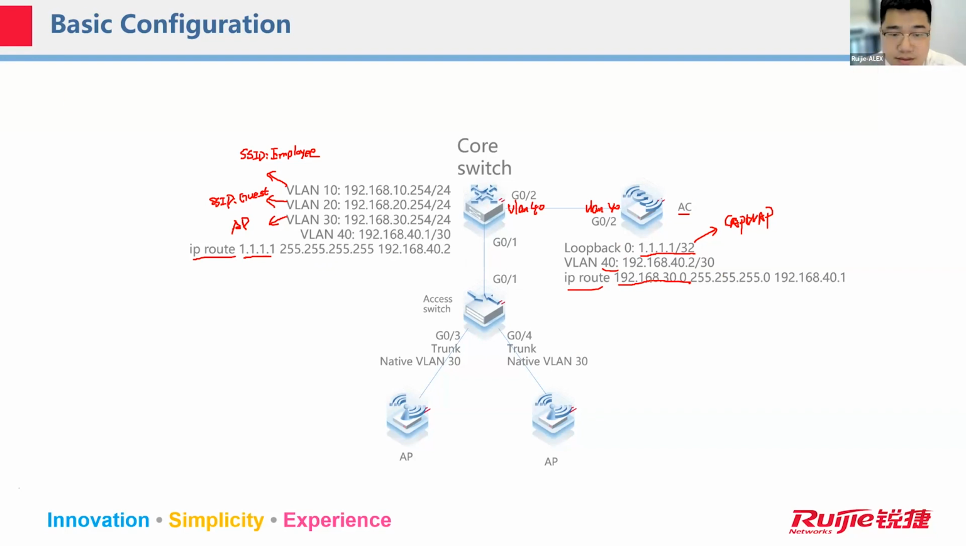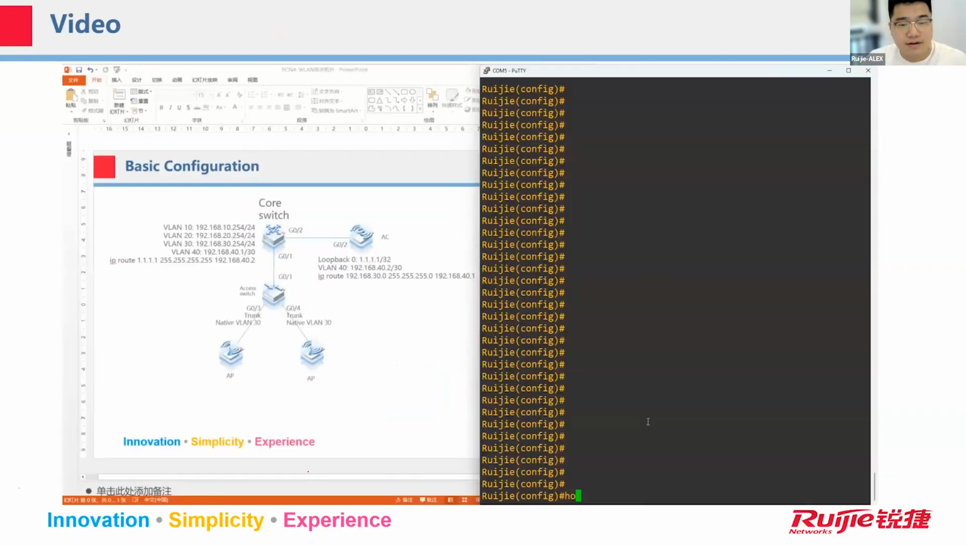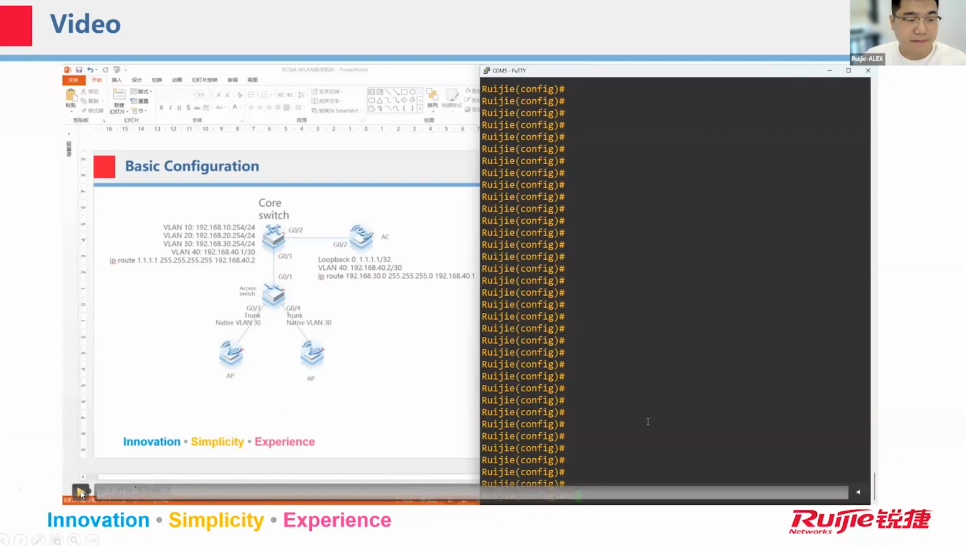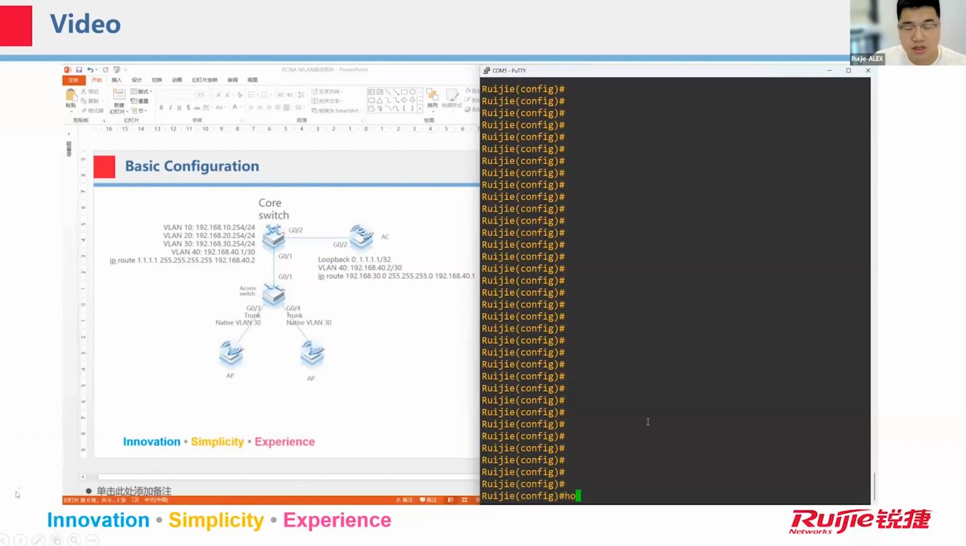And then let's see the basic configuration. Since for the WLAN we don't have a simulator, we should use the real device. It's not that convenient to use the real device here in the meeting room, so I just recorded the video of the configuration, and let's see it together.